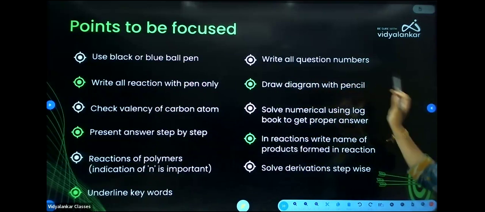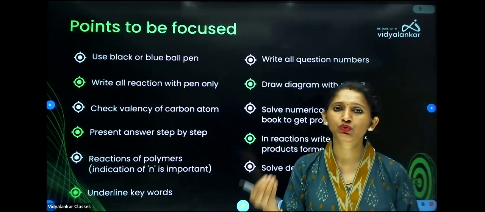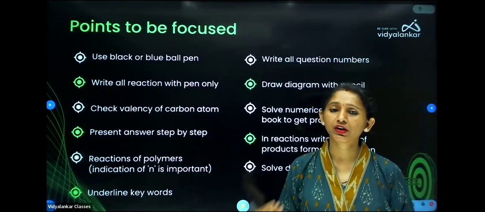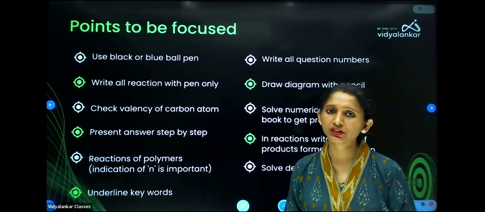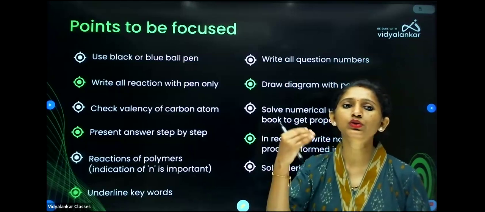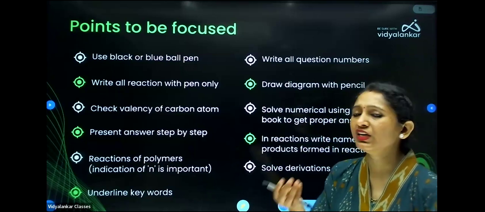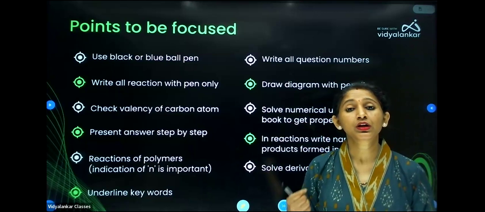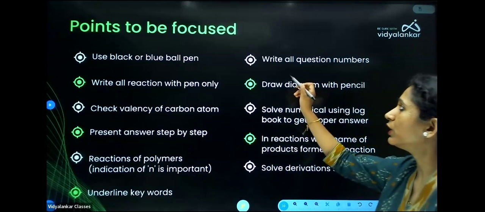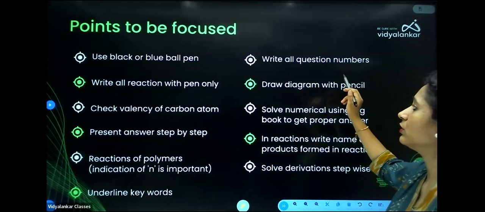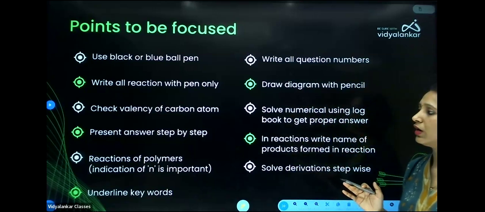Next, write all the question numbers. As I said, though 12 questions are given in section B, 12 questions in section C, and five questions in section D, you are attempting only three. Try to write all the question numbers in your answer sheet. Why is it so? If any error is there in the question paper, you will get a credit mark for that question. That's why it is very important that you write all the question numbers in your answer sheet.